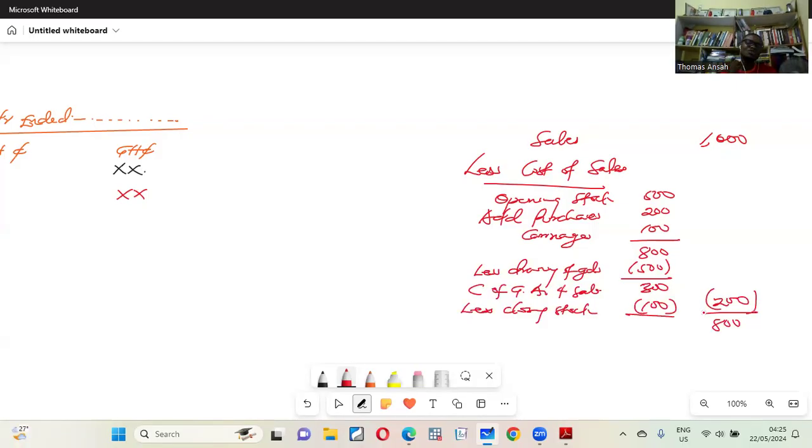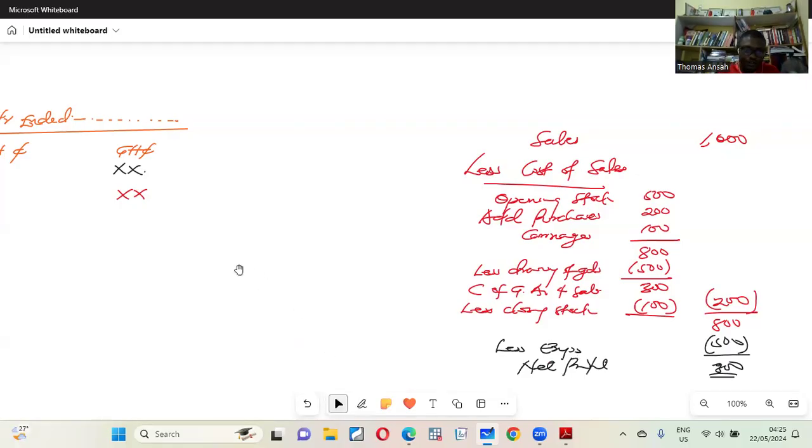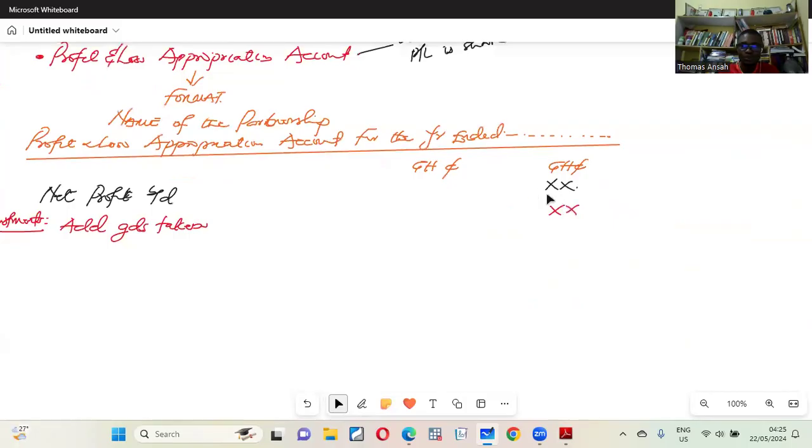But assuming that, so this one you less expenses. So let's say our expenses is like 500, which means our net profit is what? 300, right? So net profit. So what do we do? What you see in here is that you have your net profit, and that is what you bring here.